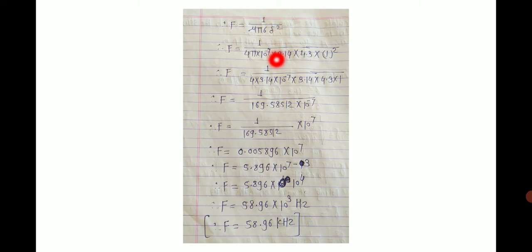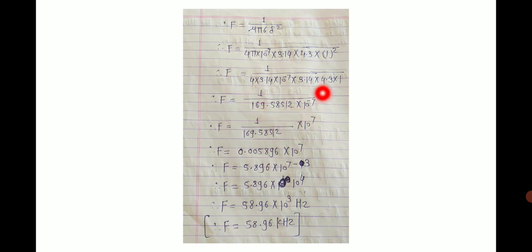Then we put in all the values, f is equal to 1 divided by mu, 4 pi into 10 to the power minus 7, 3.14, delta, 4.3 multiplied by 1 square. Then 4 pi, 4, next step 1 divided by 4 into 3.14 into 10 to the power minus 7 multiplied by 3.14 multiplied by 4.3 into 1. Then this power 10 to the power minus 7 stays as it is. Then multiply all this: 4 into 3.14 multiplied by 3.14 multiplied by 4.3.